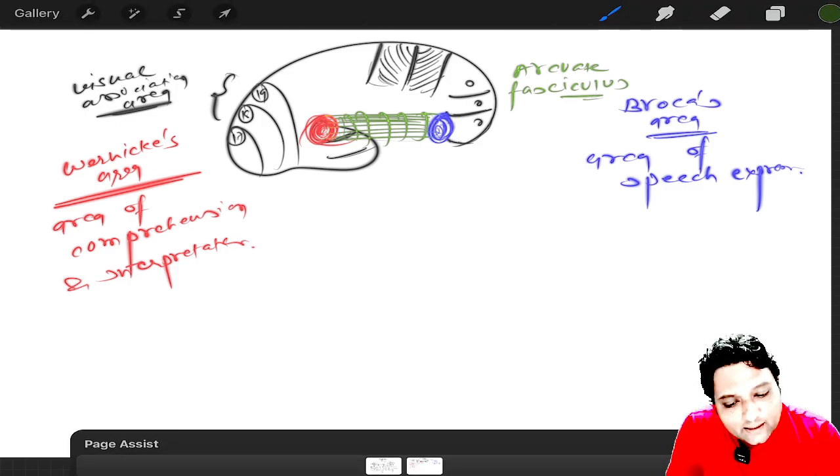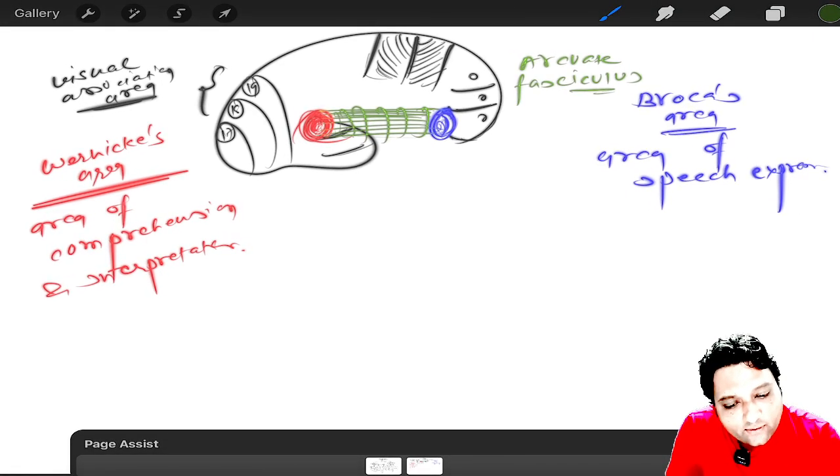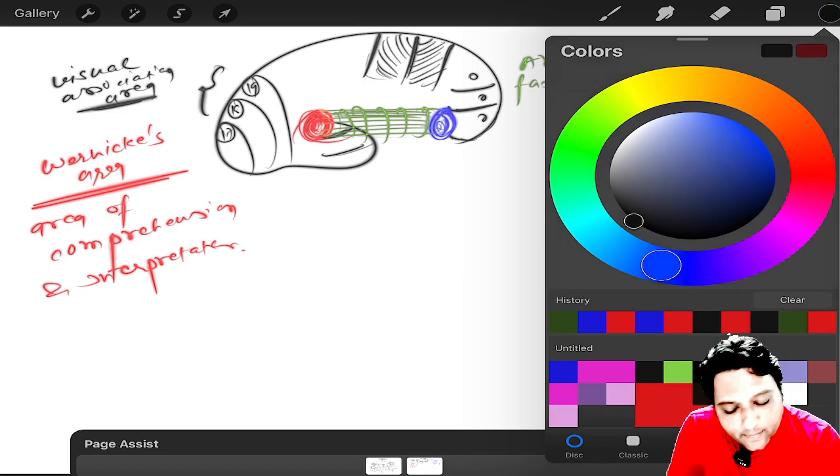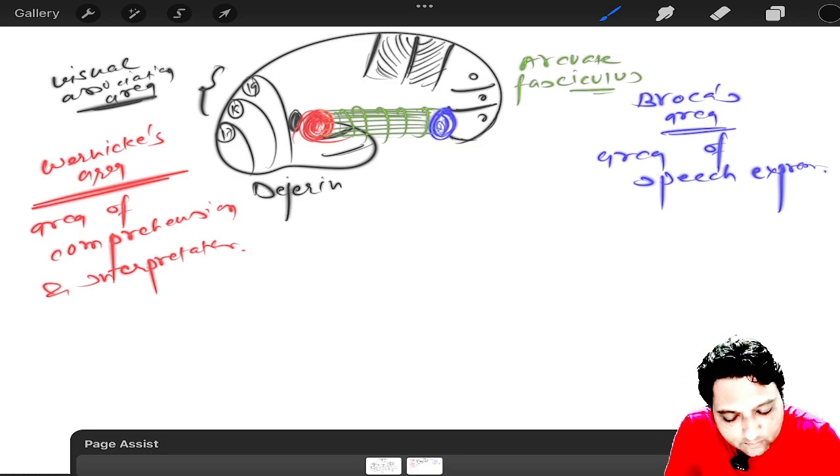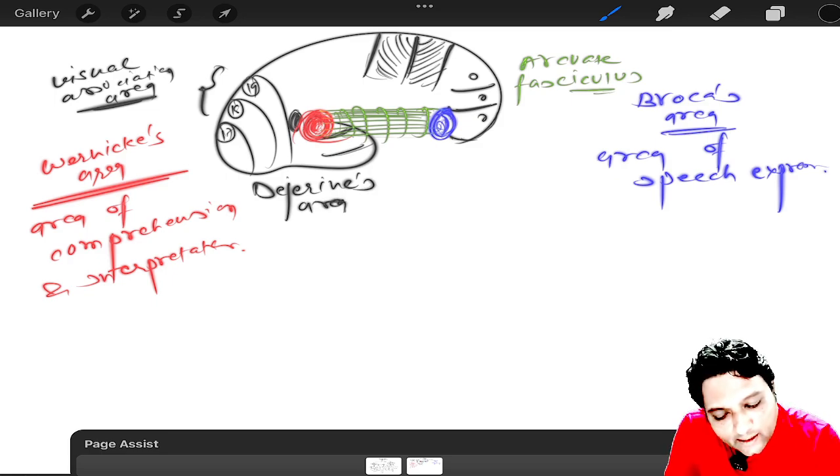Now recently two more areas have been identified. One area which is posterior to Wernicke's area is called Gyrin's area, and another area near Broca's area is called Exner's area.